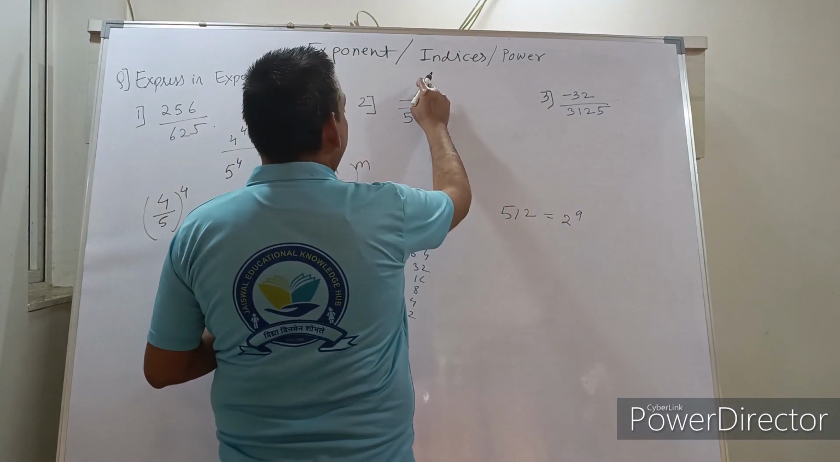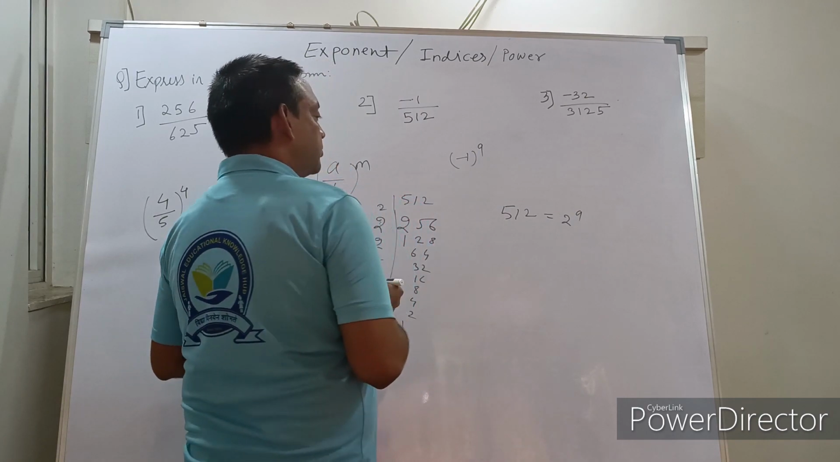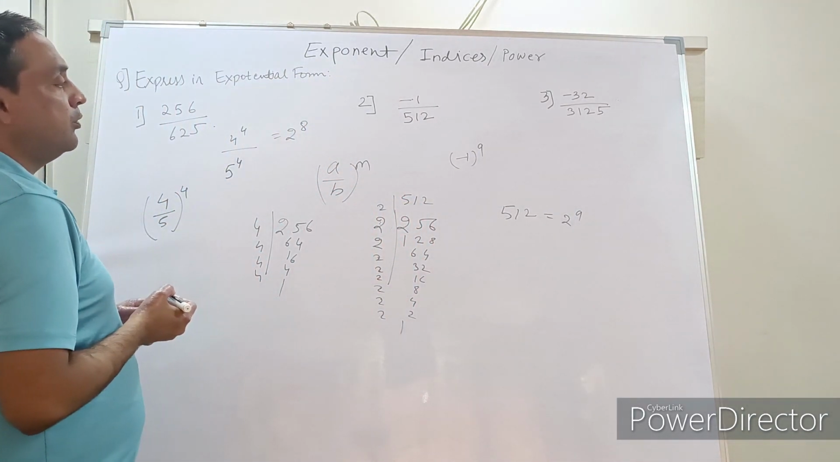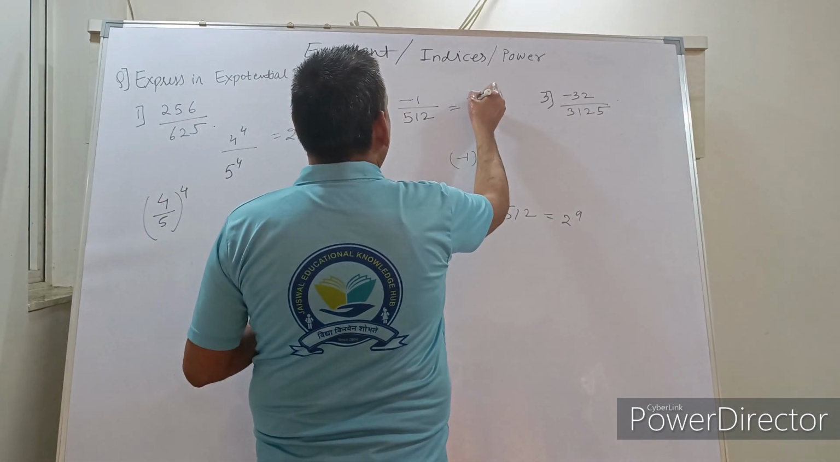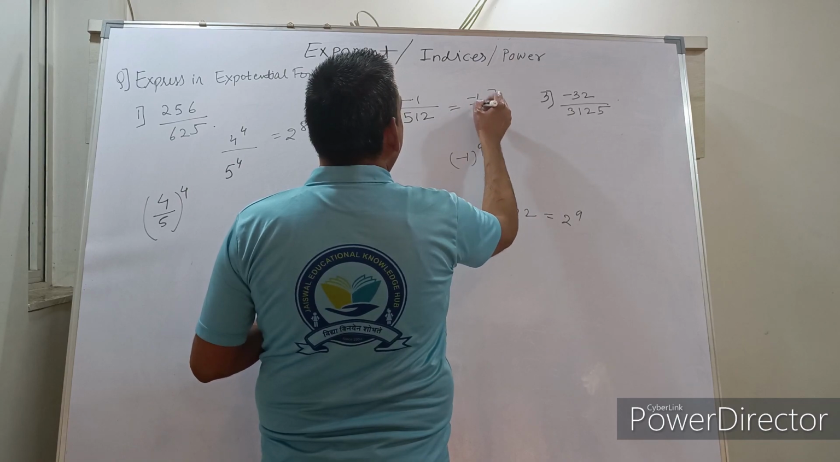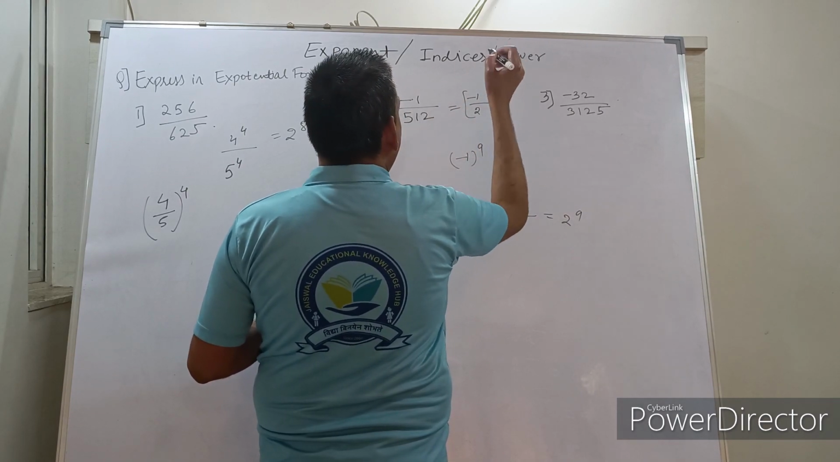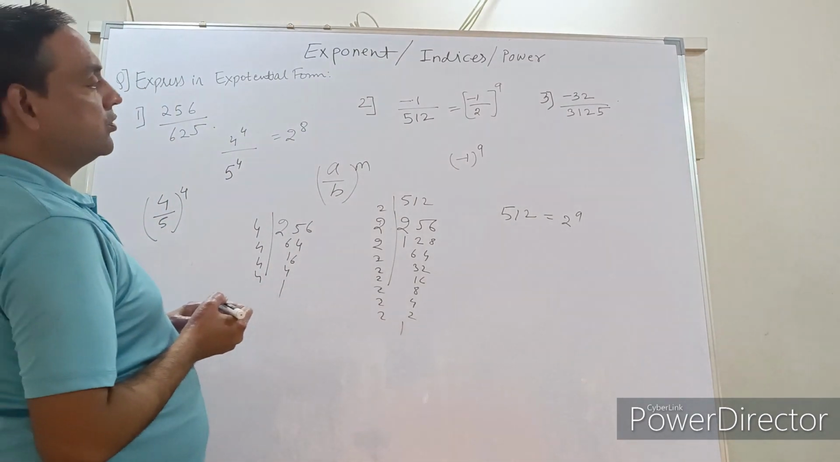Now the numerator, you can again write down as minus 1 raised to 9, because what is minus 1 raised to 9? That gives you minus 1. So the answer for this will be minus 1 upon 2, whole thing raised to 9.